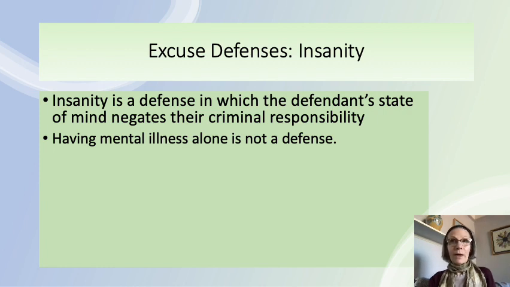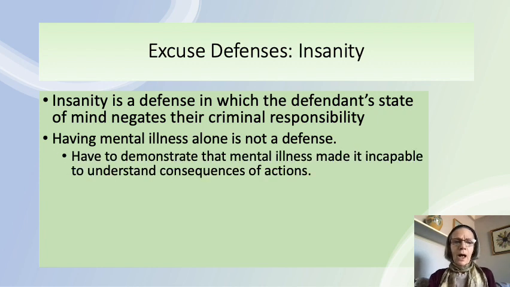Even if you do have a mental illness and you commit a criminal offense, that doesn't mean that you are automatically assumed to not possess mens rea. The defense attorney has to demonstrate that the mental illness itself made the accused incapable of understanding the consequences of their actions. Okay, that the mental illness made them incapable of possessing mens rea.